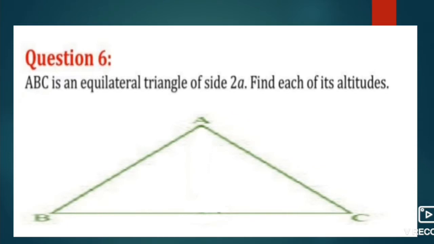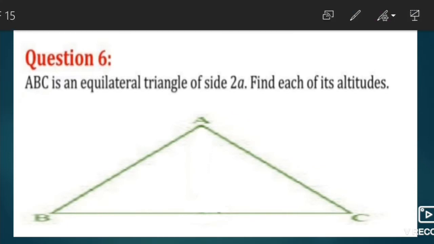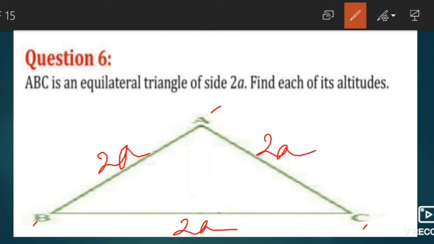Here is question number 6. ABC is an equilateral triangle of side 2a. Find each of its altitudes. Here the triangle ABC is given as an equilateral triangle. That means all 3 sides are equal and the length of each side is 2a. Now you have to find the length of each altitude.